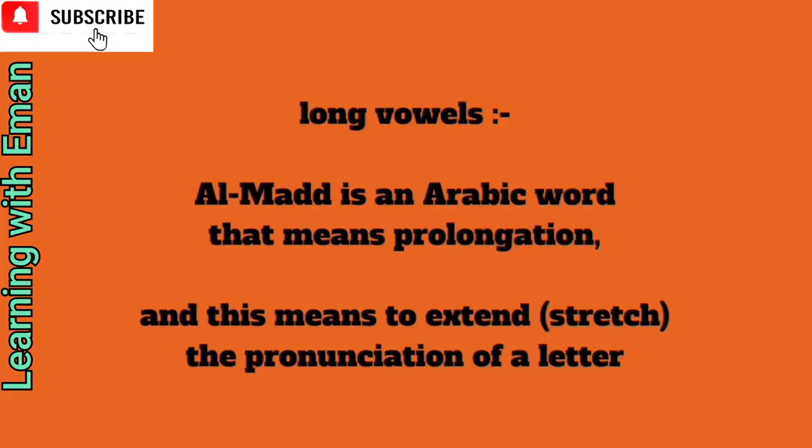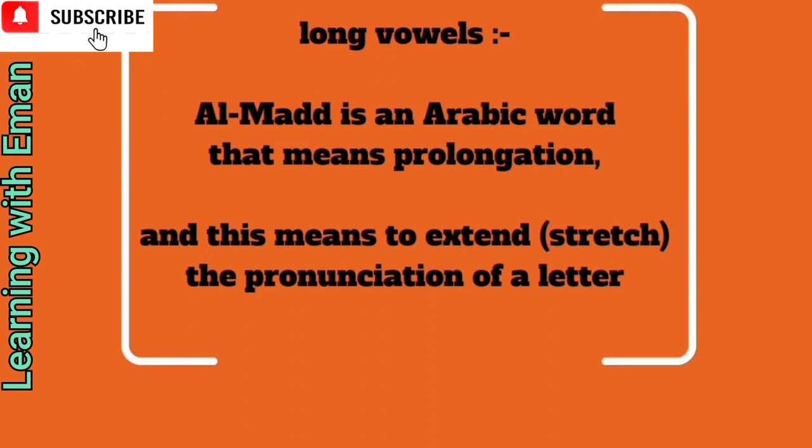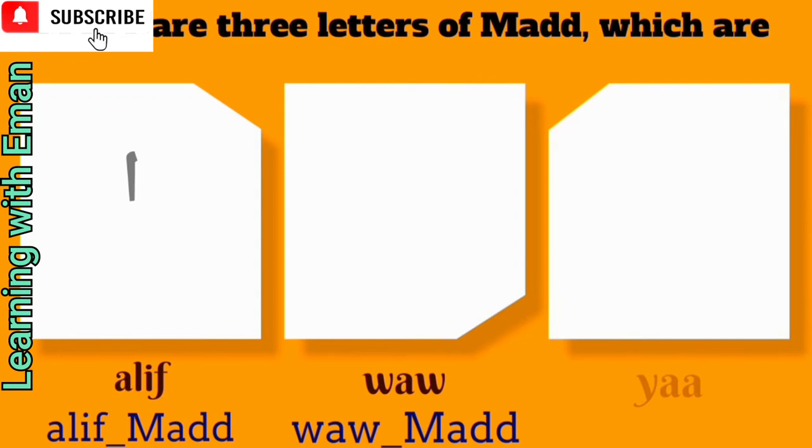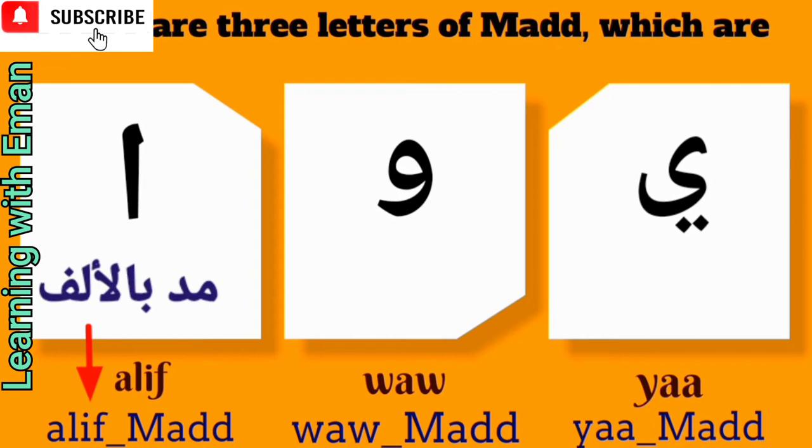Al-Madd is an Arabic word that means prolongation. And this means to extend or stretch the pronunciation of a letter. There are three letters of Madd, which are Alif, Waw, and Yaa. Madd bil Alif. Madd bil Waw. Madd bil Yaa.